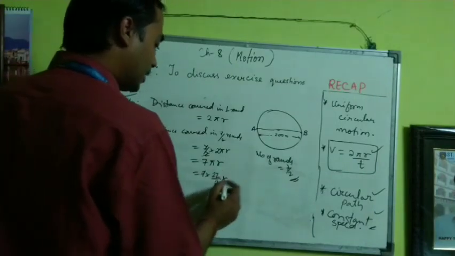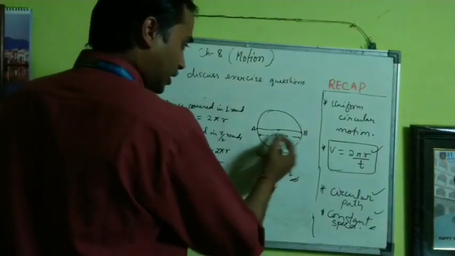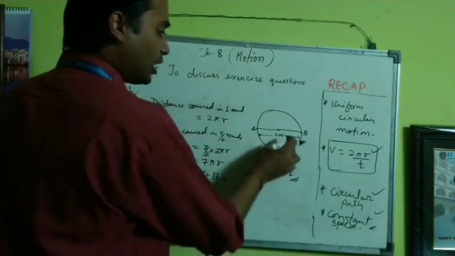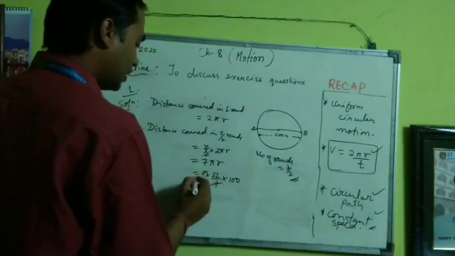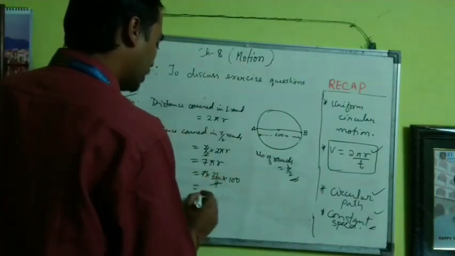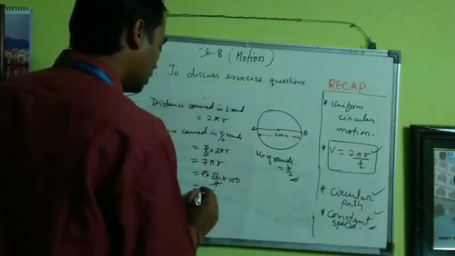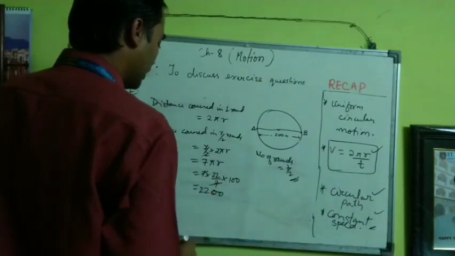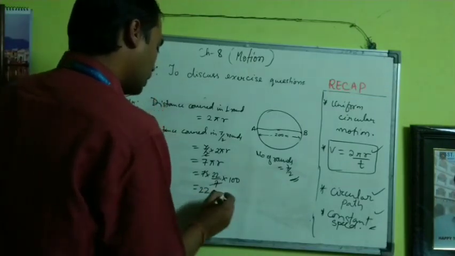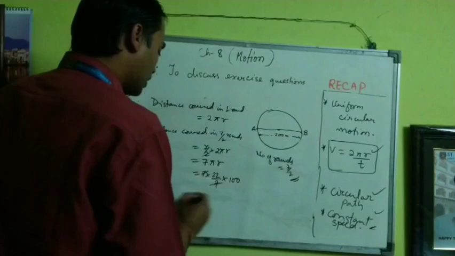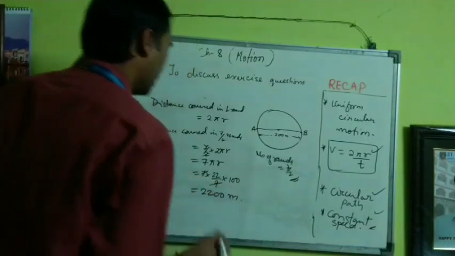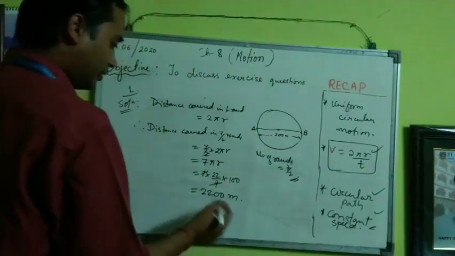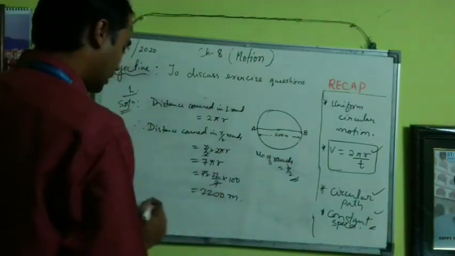And then what is r? We already know if diameter is 200 meters, then radius will be half of the diameter, which is 100. So here this 7 and 7 is cancelled. 22 into 100 becomes 2200. So our distance covered is 2200 meters, and displacement we have already found out, it is the diameter itself.